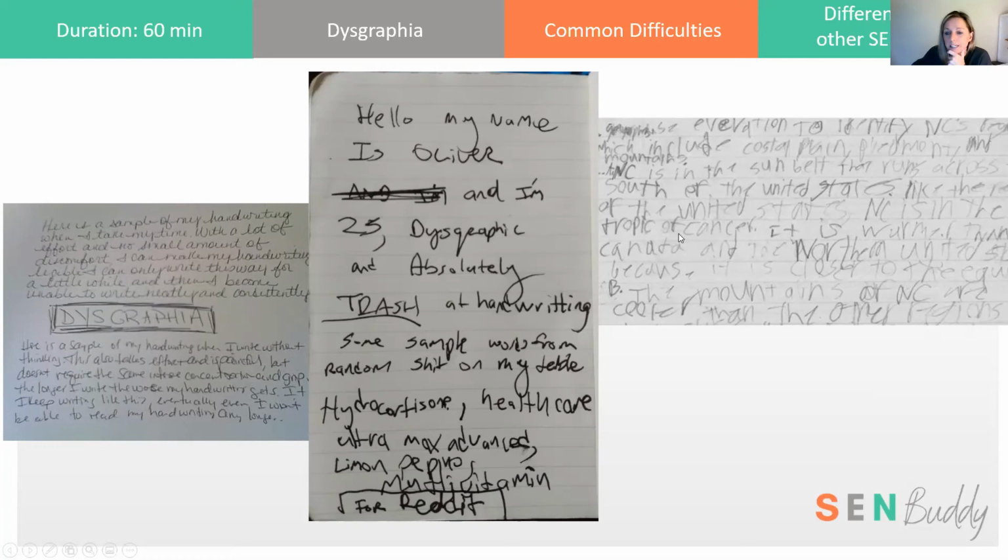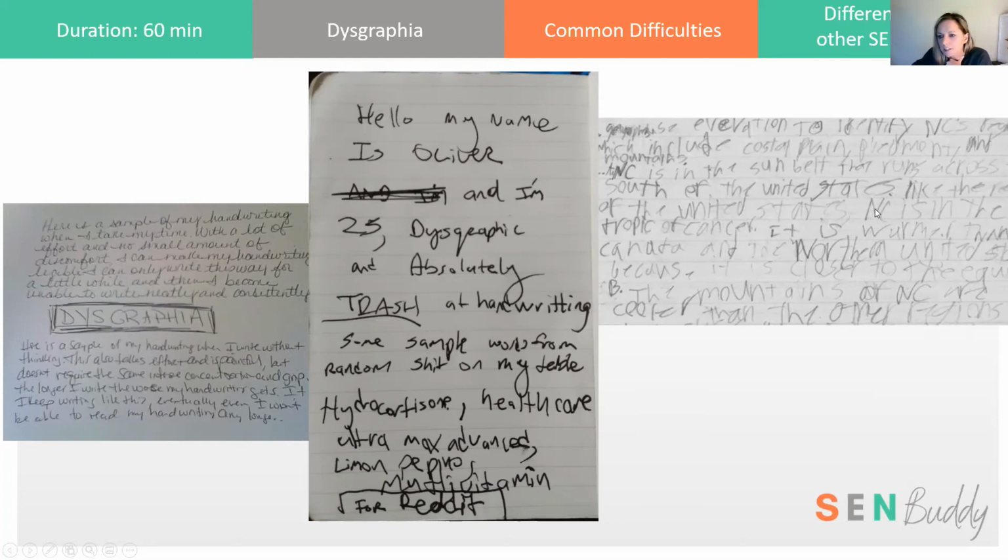Teachers really struggle to read it. He actually now uses a laptop and thrives with a laptop, and it's great. But this is, I would say, what I would see as representative of dysgraphia. So, worth having a look at that.